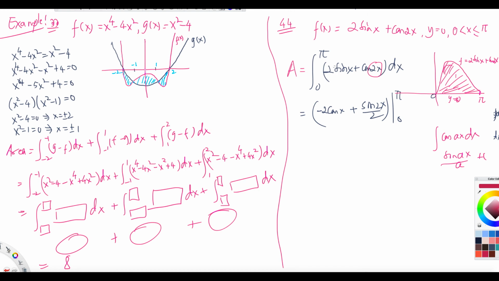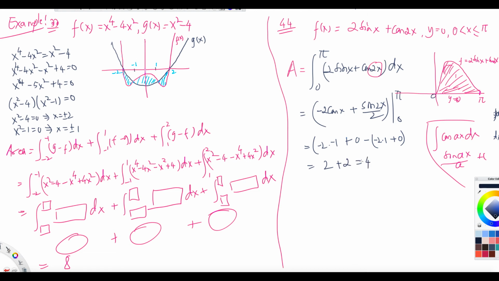That's the indefinite integral. For the sine, it will be negative cosine. For the cosine, it will be positive sine. Okay, now plug in pi here. So what do you get? You will get negative 2 times cosine pi, which is negative 1, and then plus sine 2 pi, which is 0. Now plug in 0. What do you get? Minus, negative 2 times cosine 0, which is 1, and then plus sine 0, which is 0. So if you do that, you will get 2 plus 2, that is 4.